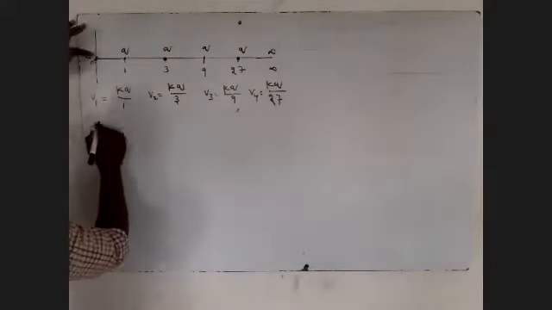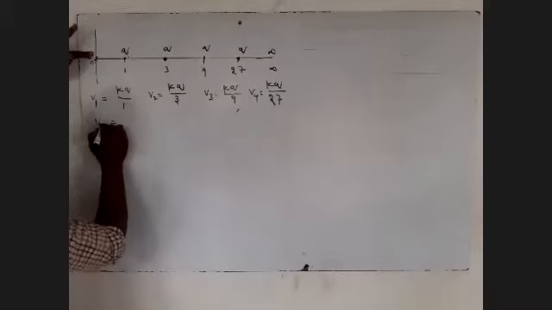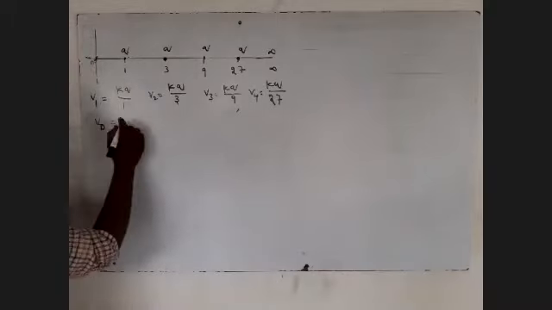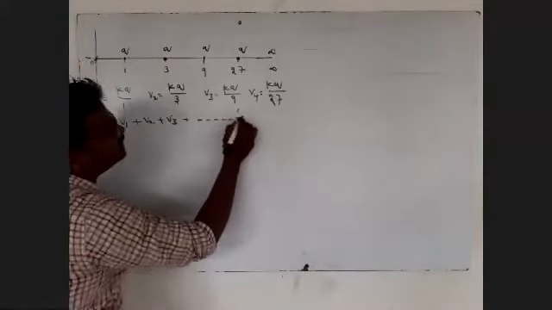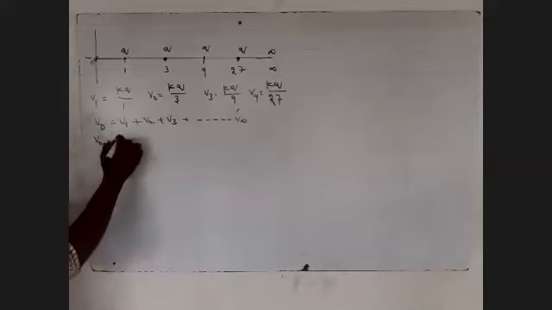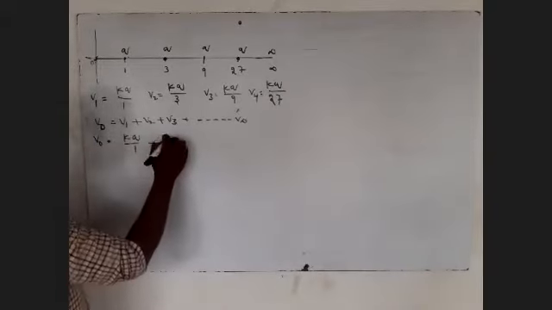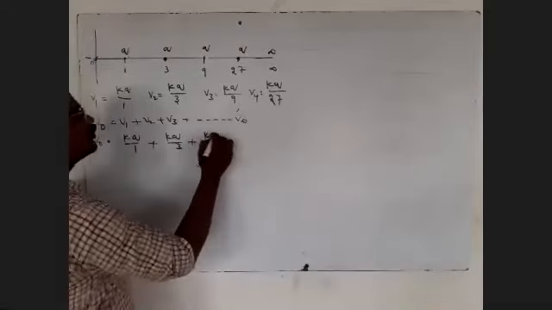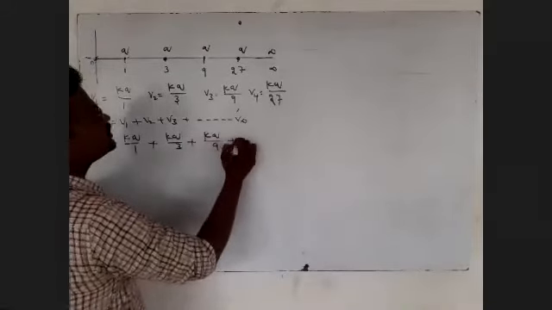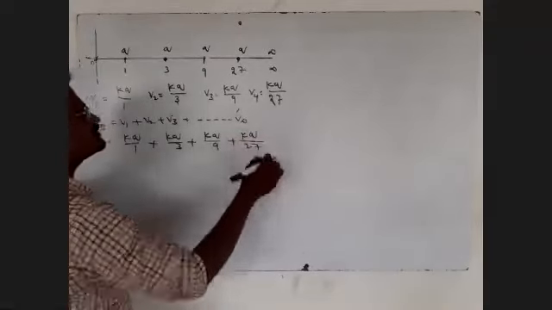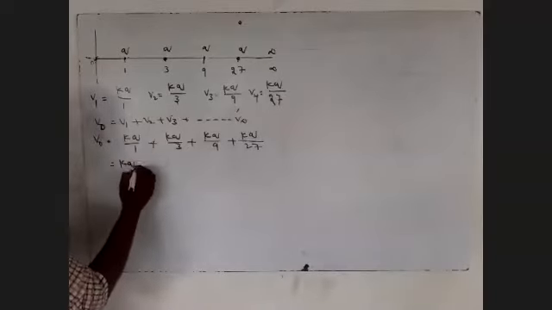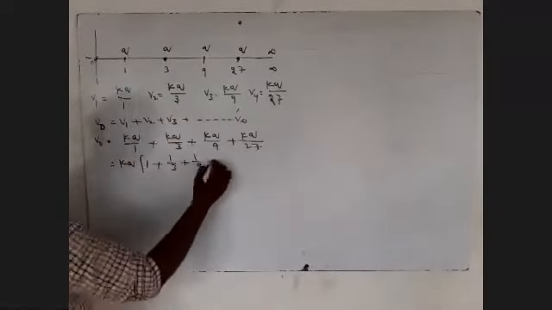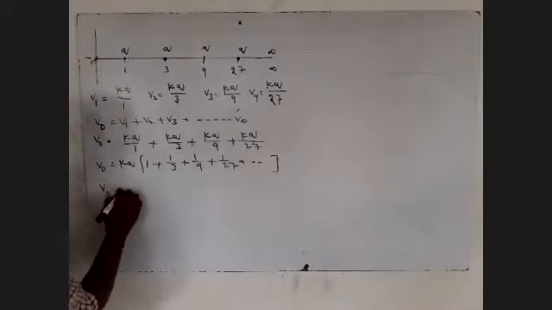So this is V total, which is the net potential at the origin, equal to V1 plus V2 plus V3 and so on to infinity. So V naught is equal to KQ by 1 plus KQ by 3 plus KQ by 9 plus KQ by 27. In all terms, each term has KQ. Take it common: 1 plus 1 by 3, 1 by 9, plus 1 by 27 plus and so on. This is V naught. So V naught is equal to KQ.